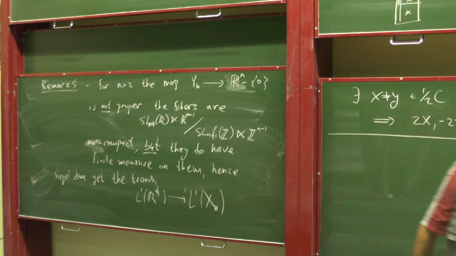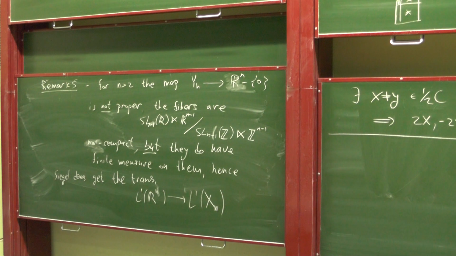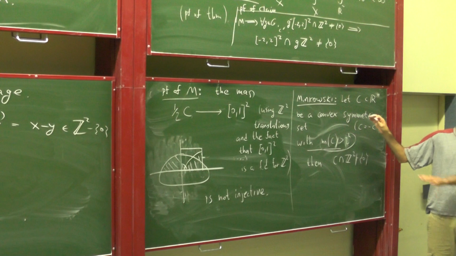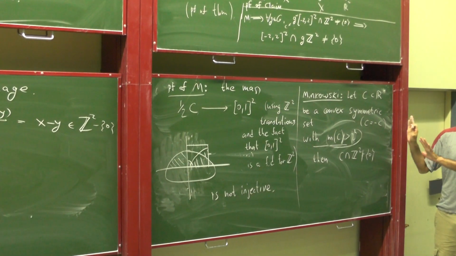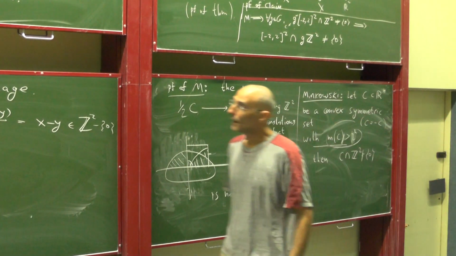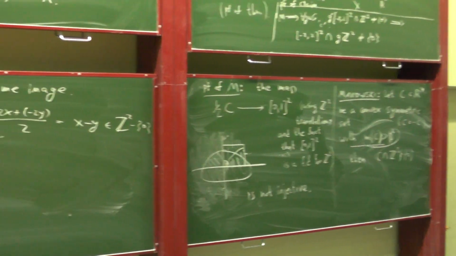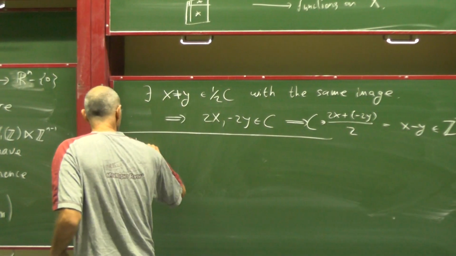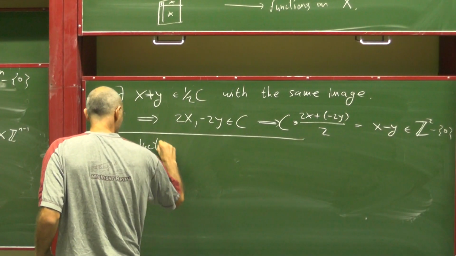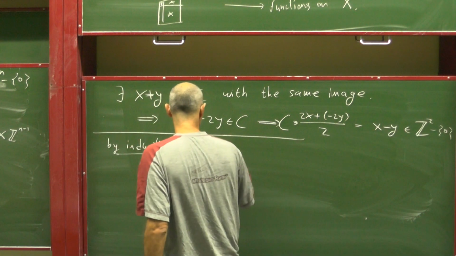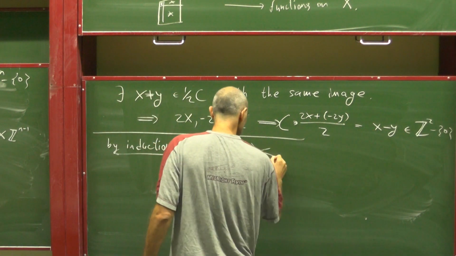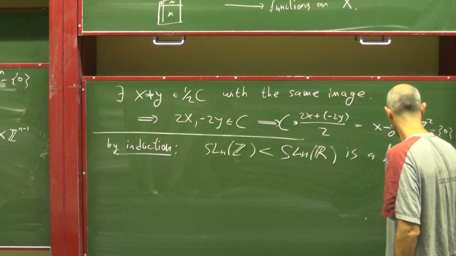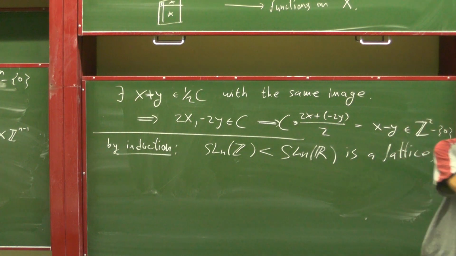The same. Minkowski's theorem works for every dimension. And actually, I guess I should try to keep the n here, or something like that, and it goes just the same, and the proof continues, and by induction you get SLnZ is a lattice in SLnR. This is my first remark.